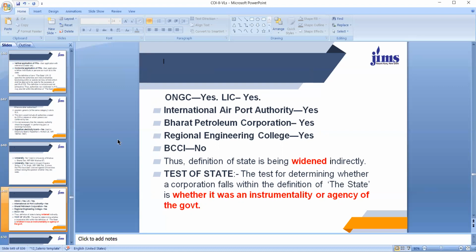Now, what is the test? Whether a particular authority is a state or not. The test for determining whether a corporation falls within the definition of the state is whether it was an instrumentality or agency of the government. I have highlighted this portion in red color: whether it was an instrumentality or agency of the government. If yes, then it is a state. And if it was not an instrumentality or agency of the government, then it is not state.